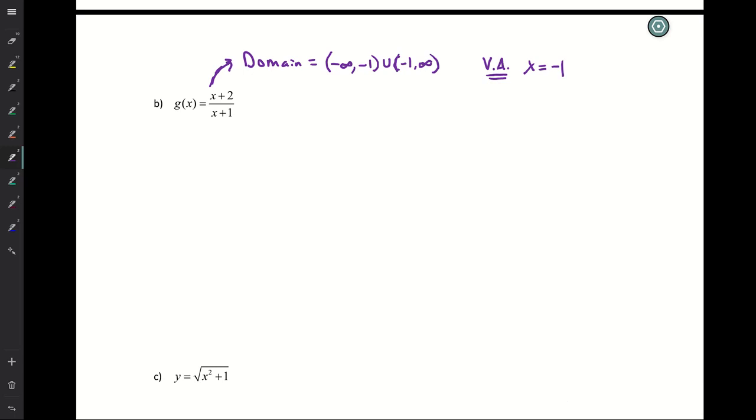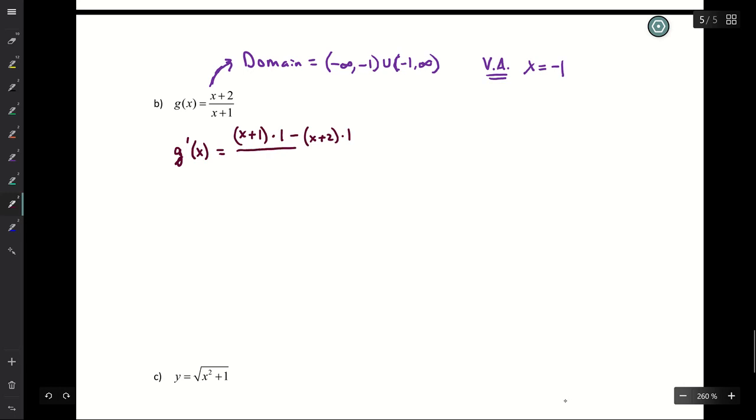Vertical asymptotes are not critical numbers, but they are things that we're going to have to consider when we do our number line test. All right, so now let's go and find the derivative. So g prime of x. On this one it's going to be quotient rule. So we keep the top, and then we take the derivative, we keep the bottom, and we take the derivative of the top, and then minus, we keep the top, and take the derivative of the bottom. And then all of that is over the bottom squared.